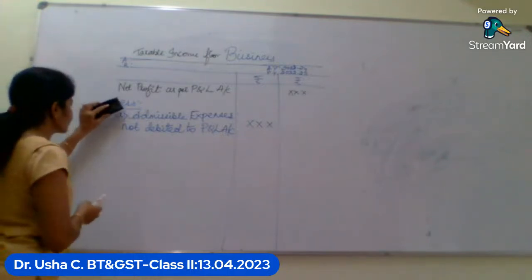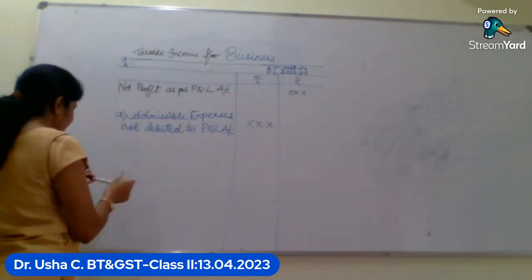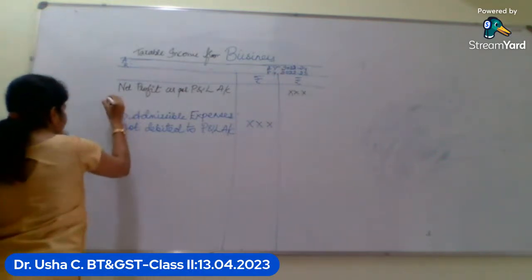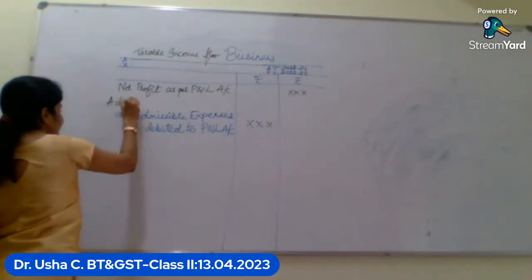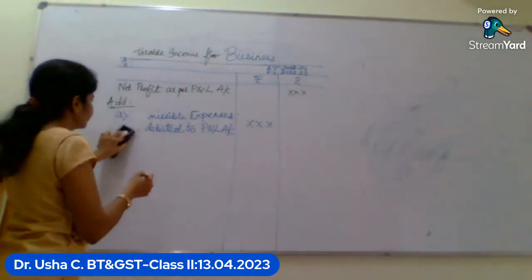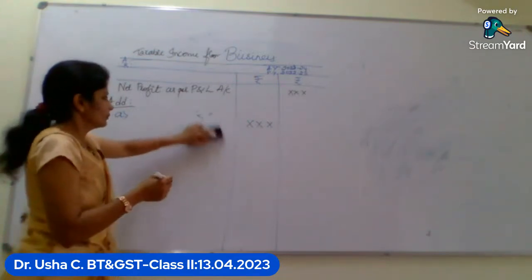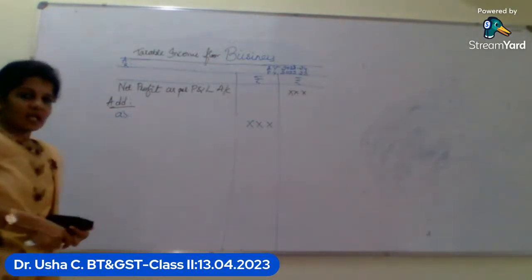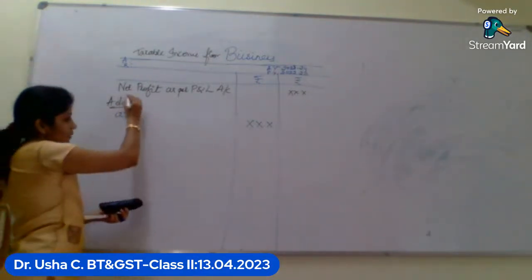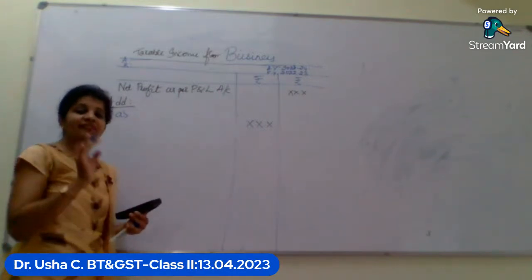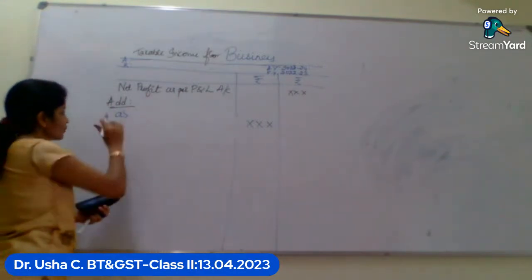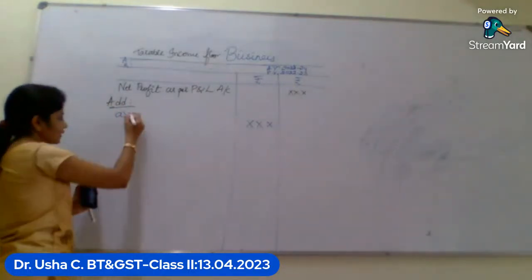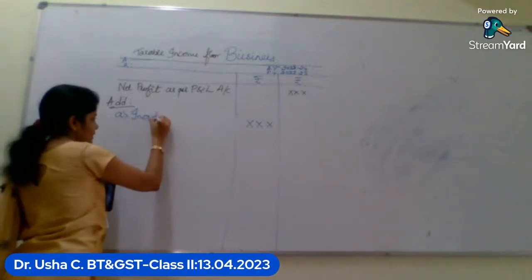Or do one thing, instead of taking the deducted amount, first let us add, then deduct. Okay. Just I'll repeat. Net profit as per profit and loss account. After the net profit as per profit and loss account, we need to add something and deduct something. Let us first add. What we have to add? Whatever the inadmissible expenses.